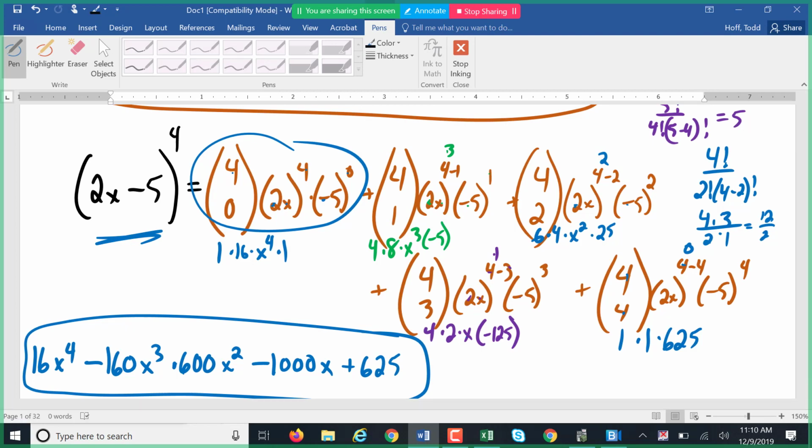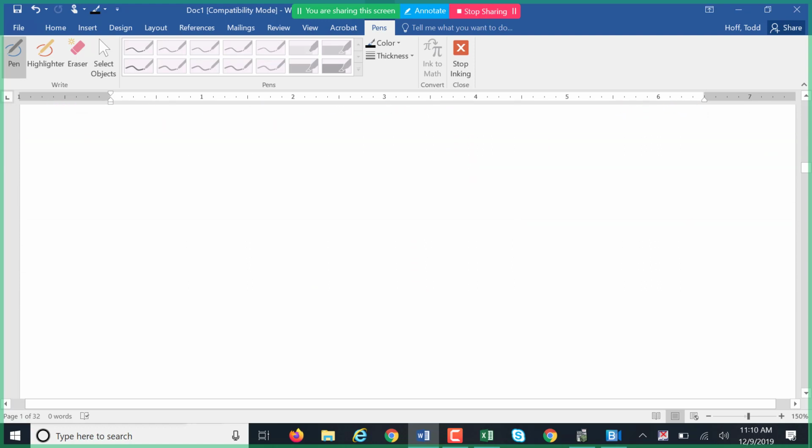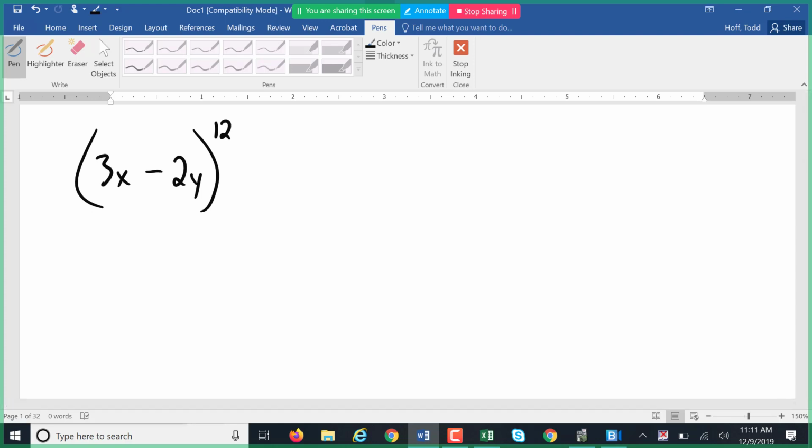One of the powers of this binomial expansion, this binomial theorem, is that in many cases we don't care about all of the terms, the whole thing. We just care about one term in that expansion. So we might have a really ugly expansion like 3x minus 2y to the power of 12. That would have 13 terms in it. I don't feel like doing 13 terms, so we're not going to do that.